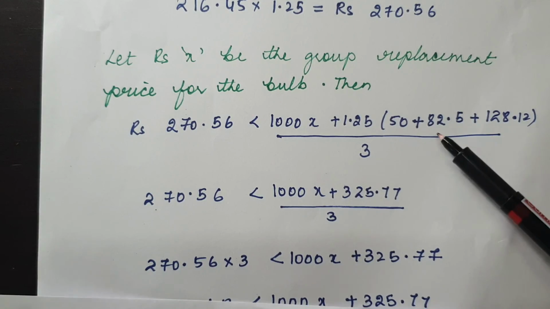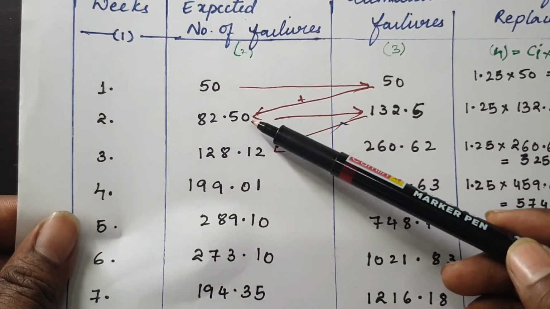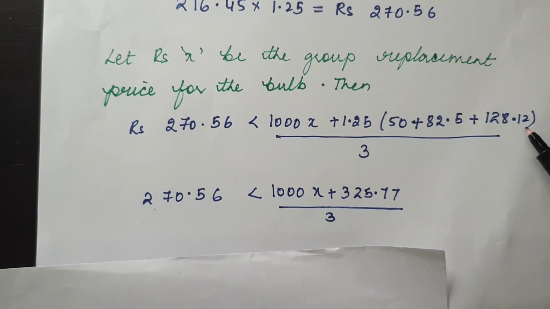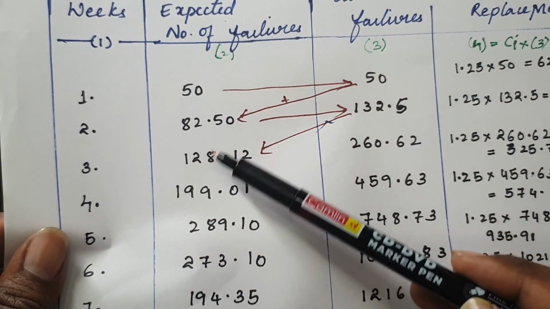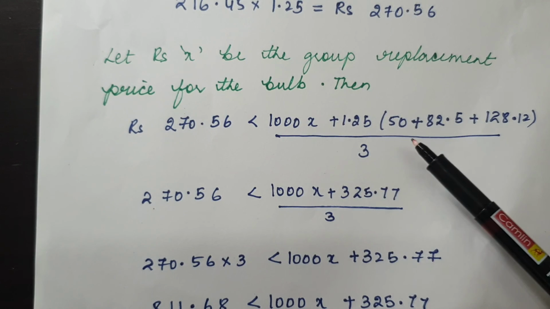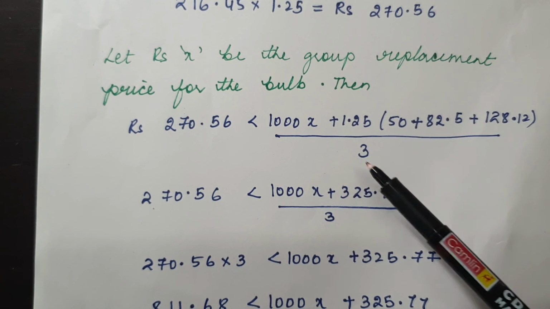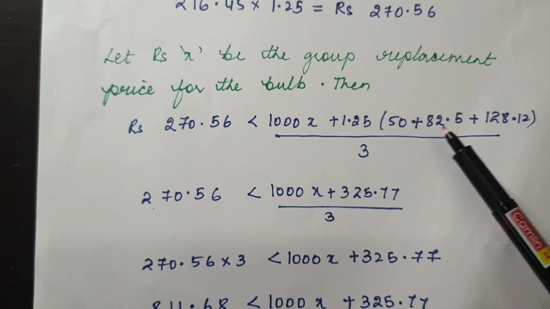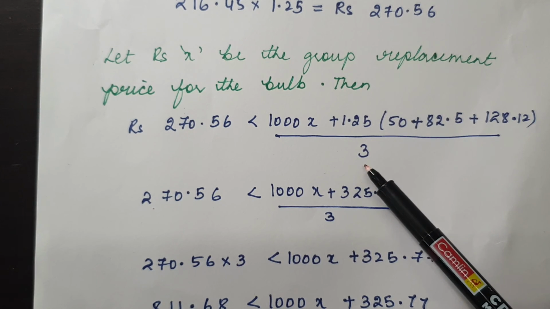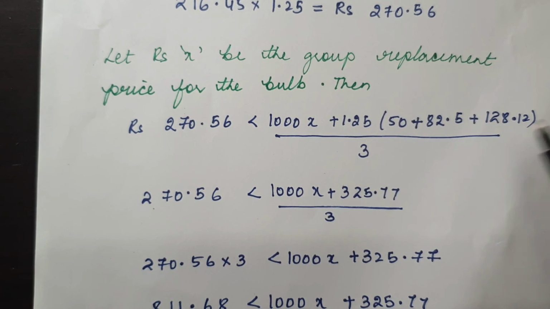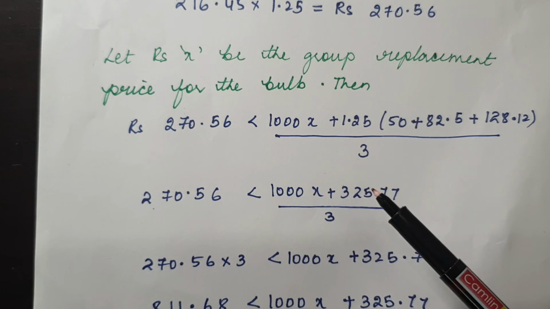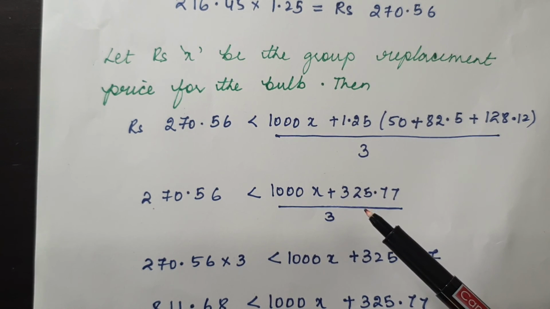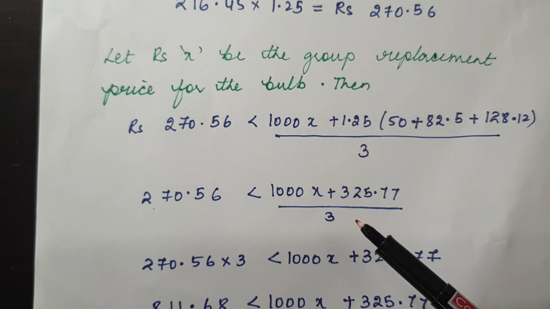Here I got 50, the next one is 82.50, the next one is 128.12. I am considering only 1, 2, 3, so divided by 3. If I consider 4, then divide by 4. If I consider 7, divide by 7. It is up to you, but whatever is given in the question, that much only. 8 weeks are given, so within that week only you can consider.